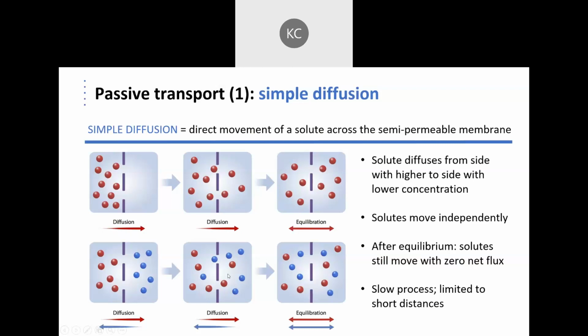You can see the same thing at the bottom, but now we have two. So we have high concentration of red ions on this side, high concentration of blue ions on this side, and they're going to move until they equalize across this membrane, okay?